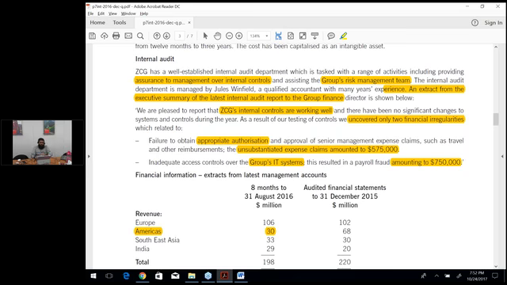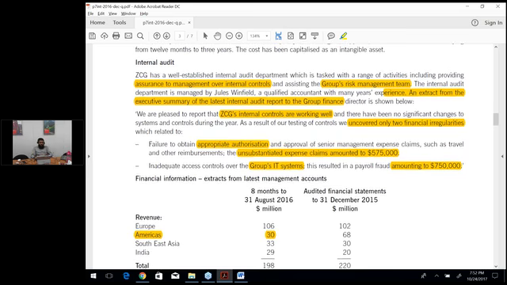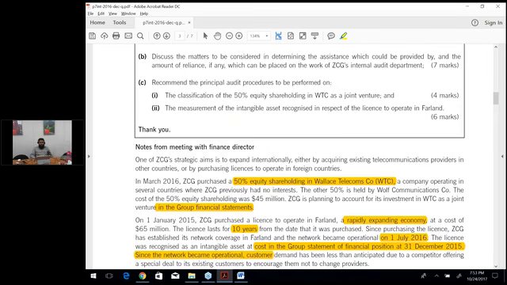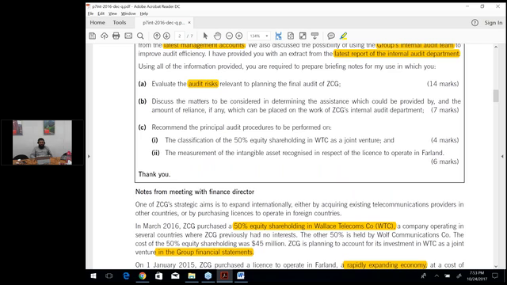Now, the next requirement of the question is: discuss the matters to be considered in determining the assistance which could be provided by, and the amount of reliance, if any, which can be placed on the work of ZCG's internal audit department. So now let's just talk about it one by one. It says discuss the matters to be considered in determining the assistance which could be provided by and the amount of reliance, if any, which can be placed on the work of ZCG's internal audit department.